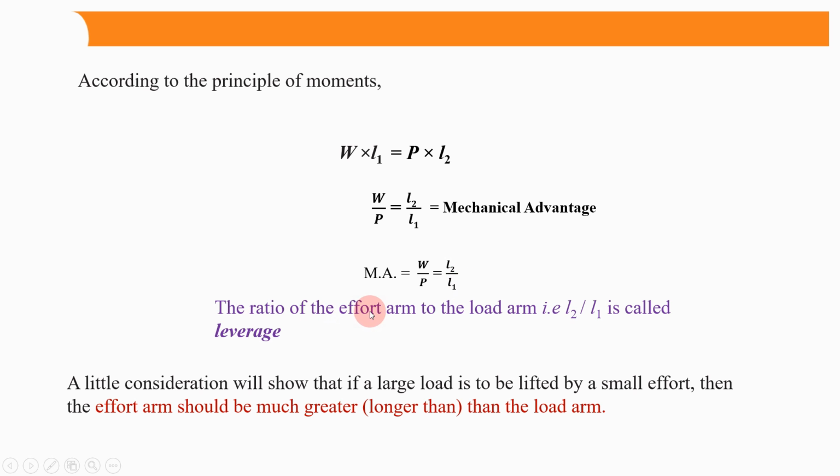Now, I have mentioned this sentence in a different color. The ratio of the effort arm to the load arm, that is L2 by L1, is called leverage. A little consideration will show that if a large load is to be lifted by a small effort, a very vast meaning is hiding in this sentence.